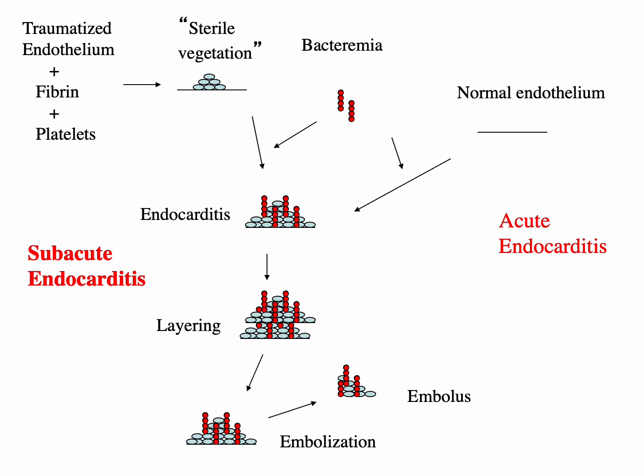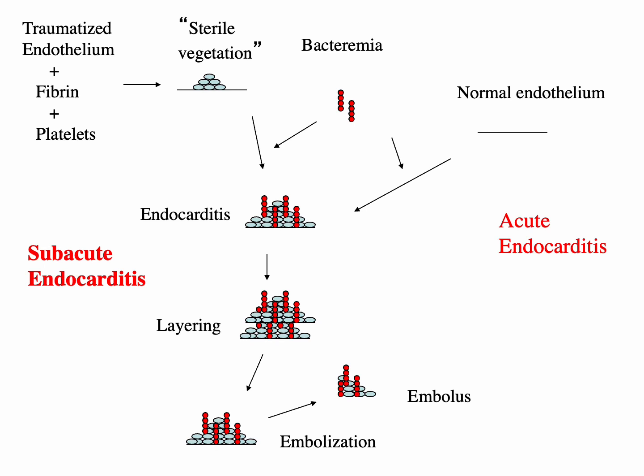So here's a picture form of the pathogenesis. On the right you have the acute endocarditis, on the left is subacute endocarditis. The main difference shown on the diagram is the condition of the endothelium of the heart, so of the heart tissue.